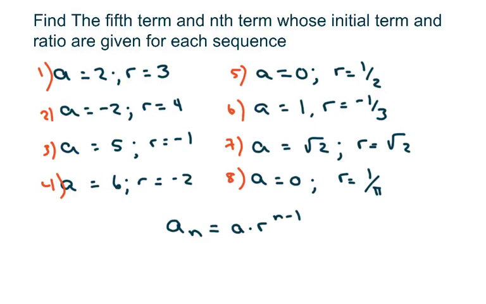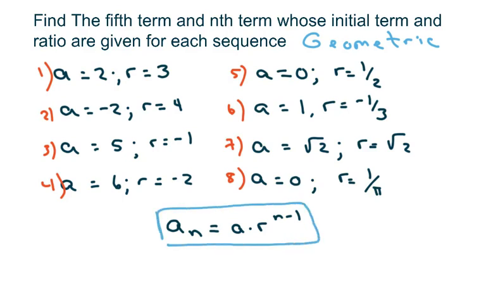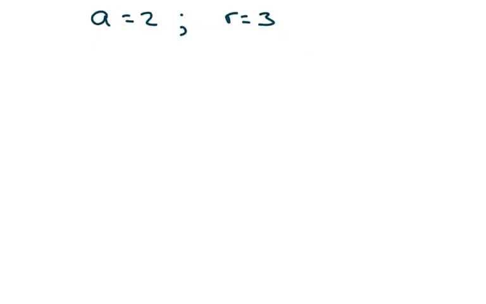Okay, everyone, we're going to find the fifth term and the nth term whose initial term and ratio are given for each sequence. These are geometric sequences. They have a common ratio. And so we're using this formula right here. Okay, and let's just get started.